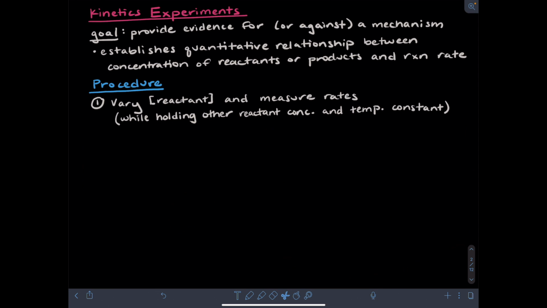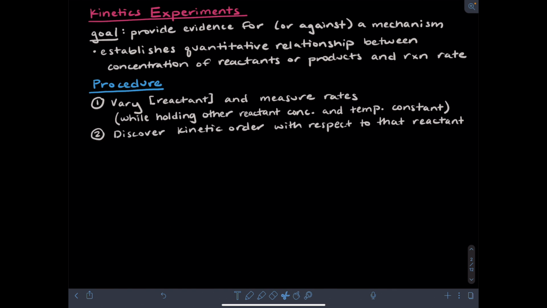You would want to start by varying the concentration of a reactant and measuring the reaction rate. If you had more than one reactant, you would want to hold the other reactant concentrations constant, keep the temperature constant, and only vary one reactant's concentration at a time.